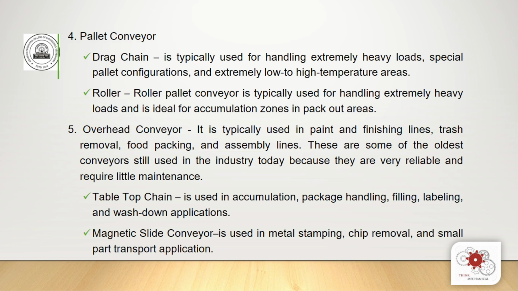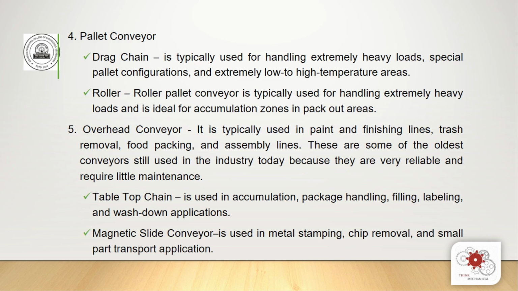Then roller pallet conveyors are typically used again for heavy loads, but they are highly preferred where accumulation zones are in the pack out area. Then overhead conveyors: they are especially used in the paint industry where trash removal is the issue. So there overhead conveyors are preferred, and in assembly lines the overhead conveyors are preferred.